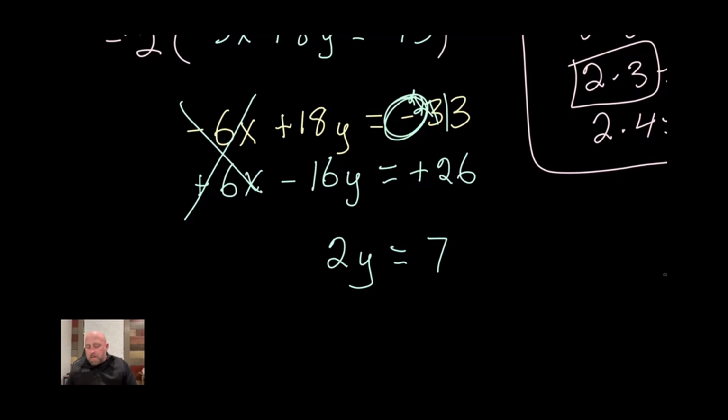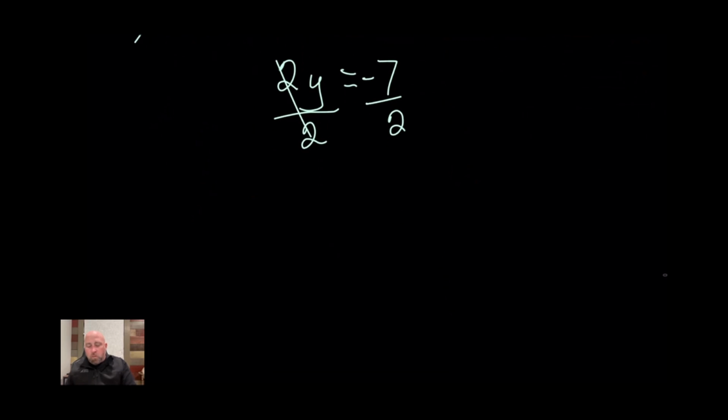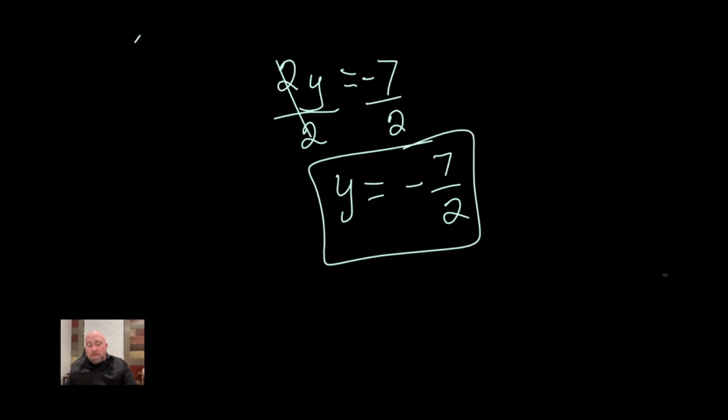If my sign is larger, then I'm going to keep that sign. So my negative sign was larger, so I keep the negative, and I divide each side by 2 to get y by itself, and I end up with y equals negative 7 over 2. This is my y term.